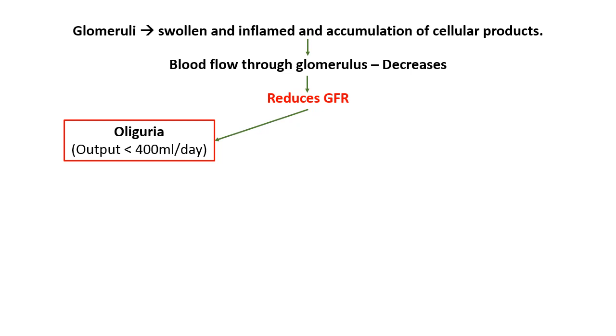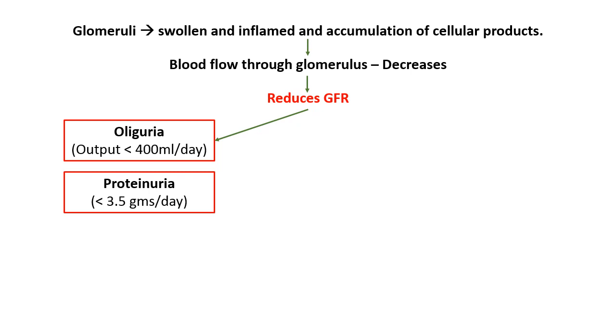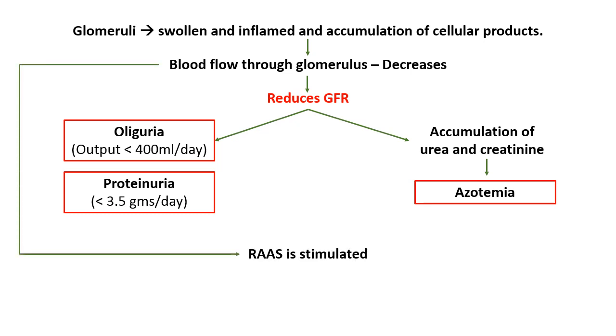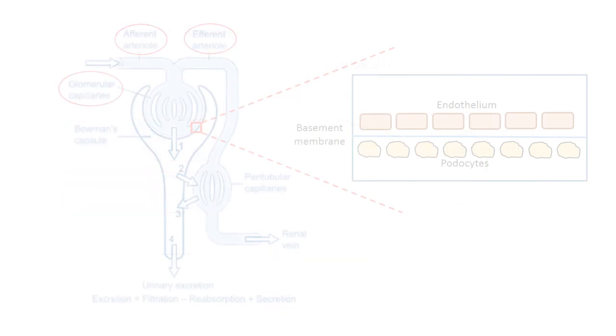So proteinuria is less than 3.5 grams per day, which is less than nephrotic range proteinuria. This decreased GFR also reduces waste product removal, which leads to accumulation of urea and creatinine, called azotemia. As blood flow to the kidney is very much reduced, the renin-angiotensin-aldosterone system is stimulated very potently, which causes vasoconstriction, ultimately leading to hypertension. So this covers the basic pathophysiology of all clinical features of nephritic syndrome.